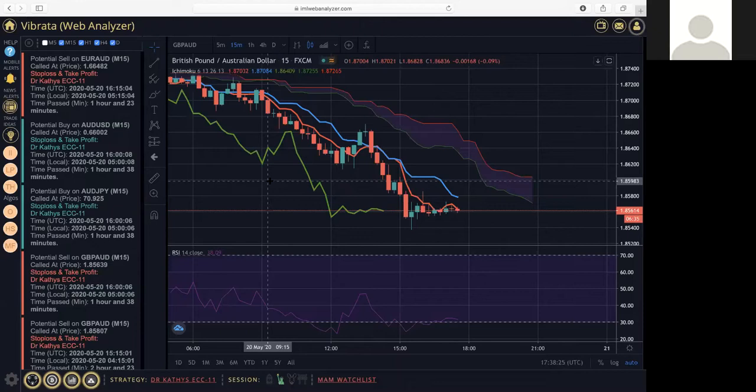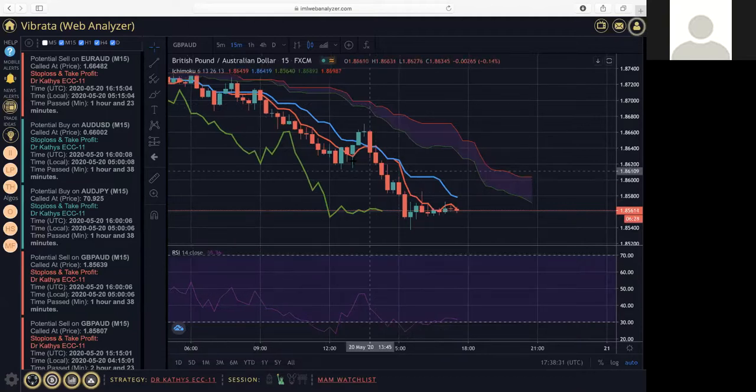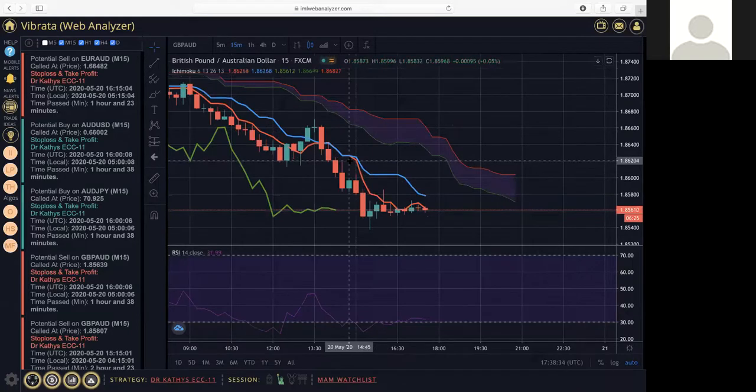Look at the screen carefully. Can you see there's a crossover of the red and the blue lines? What do you think? Yeah, 100%. We can see here at about 14:45 this afternoon, the red and the blue lines crossed over. So that's your first confirmation: the red and the blue crossover.